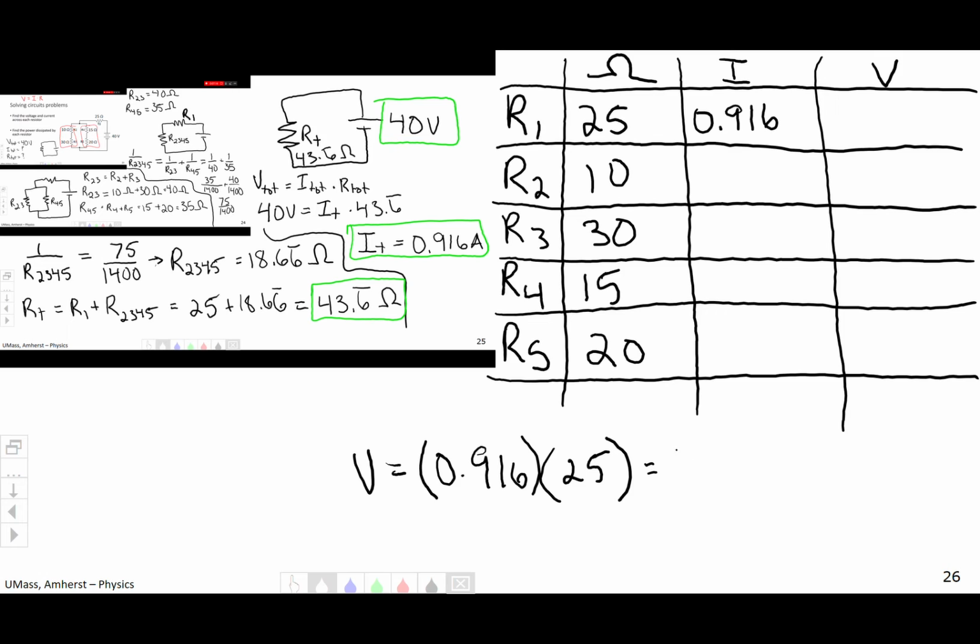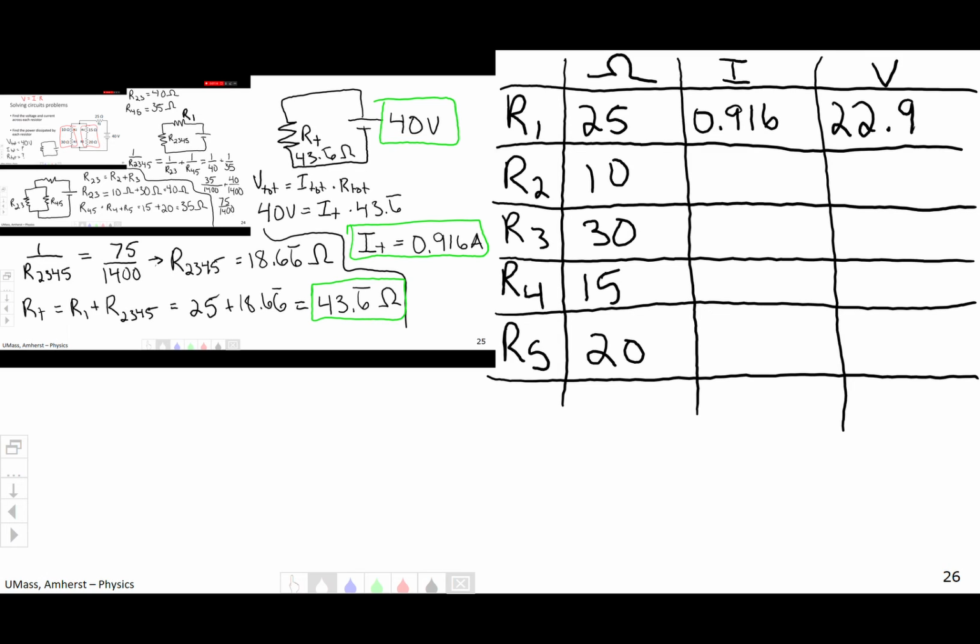And if we quickly want to do V equals I times R, we can find that the voltage is 22.9. So the potential difference, the voltage drop caused by R1, is 22.9 volts. And we're going to erase that since we don't need that anymore. What are we going to do next?